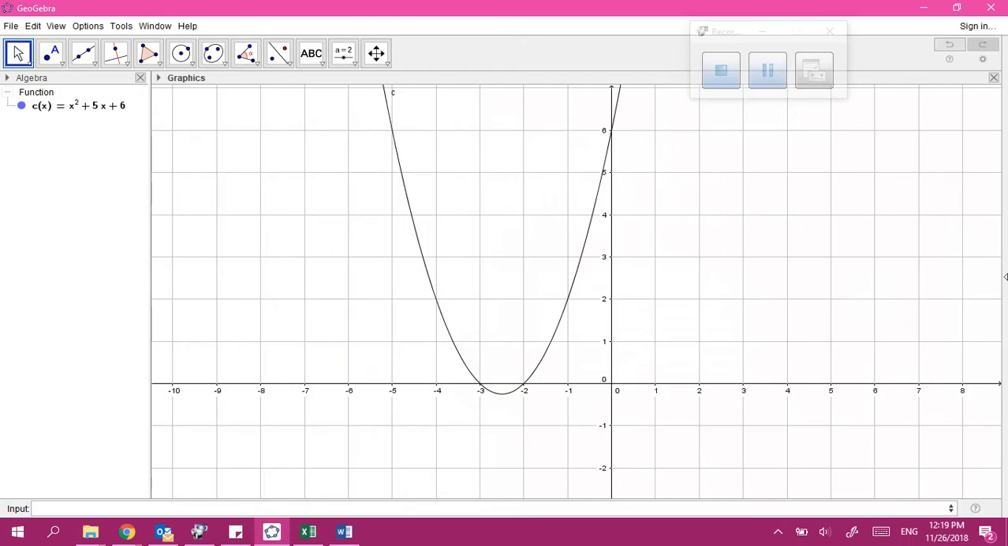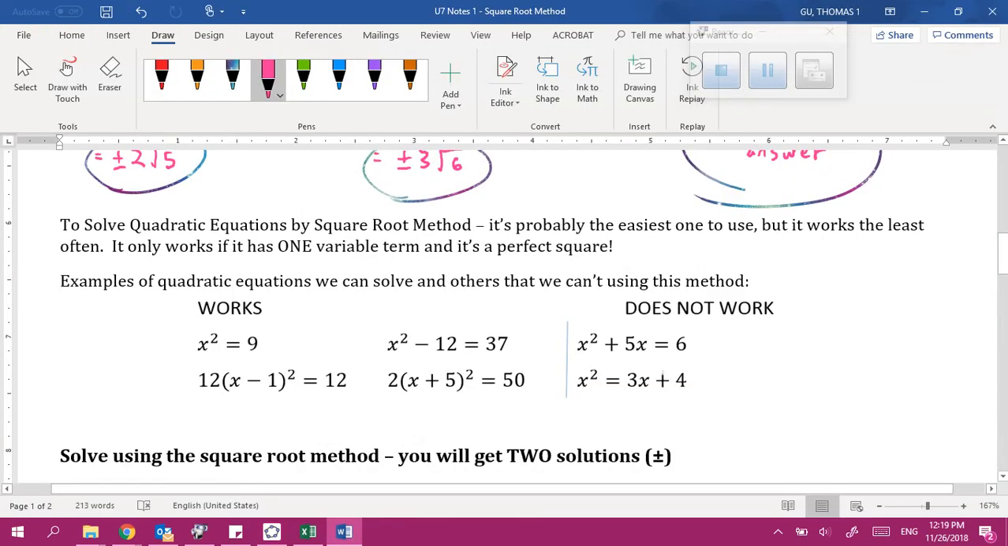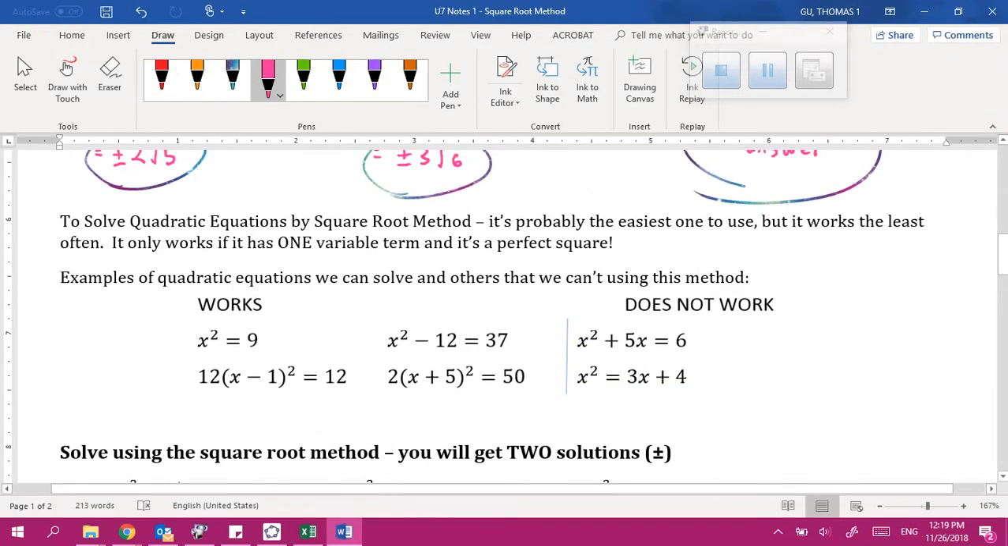So today we're going to see another way that we can find those solutions, what x equals, but this is not using the x box. This is solving using the square root method. This is the easiest method to use. It's the quickest, but you can only use it on rare occasions. You can only use it if you only have one variable term, and that variable term is a perfect square. Some examples of equations that work and don't work for the square root method are listed below.